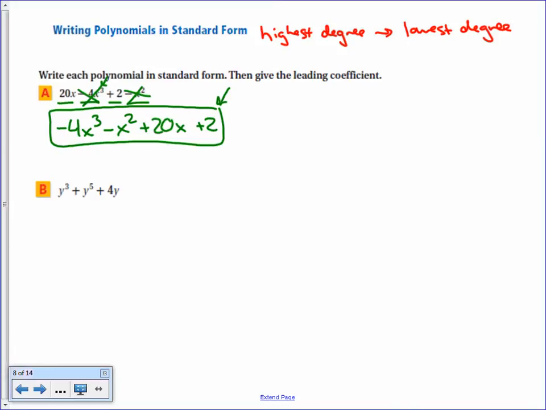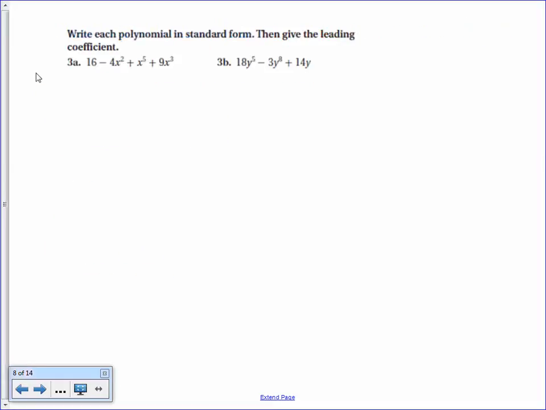Y to the third plus y to the fifth plus 4y. Look at y to the fifth. That's my highest one there. Y to the third is my next highest. And then 4y will go on the end.